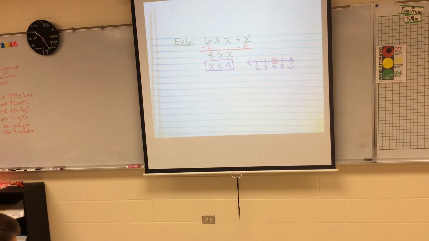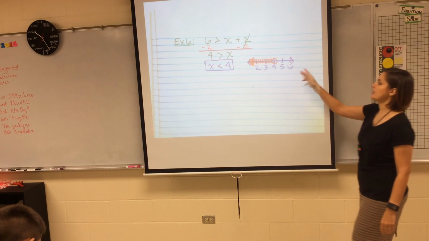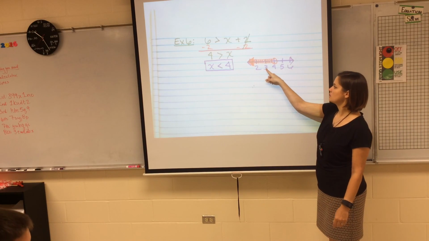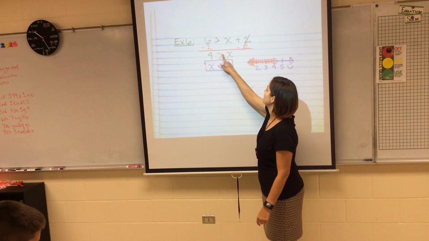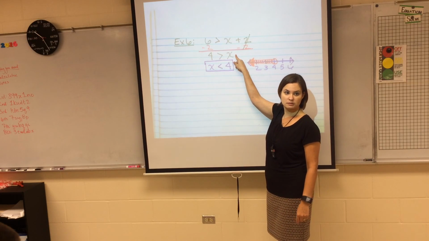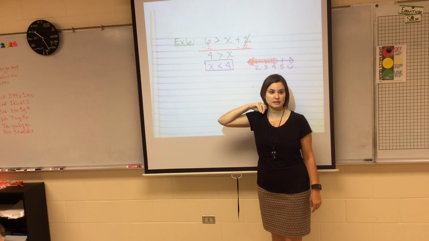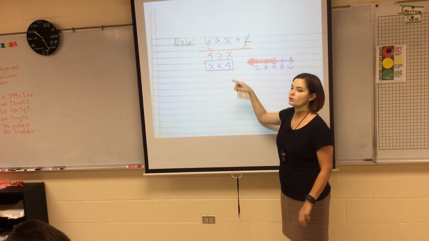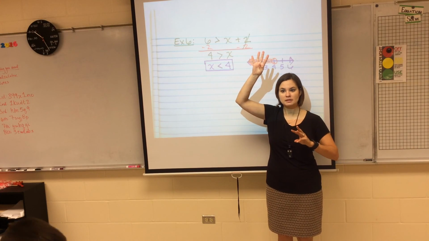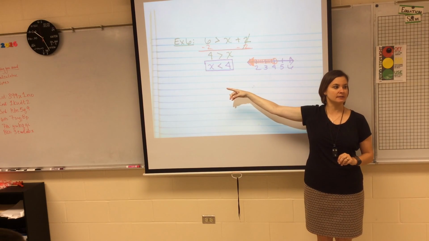Now, I want y'all to think of the warm-up. If you're not sure if you've shaded the right way, this is what I want you to do. Pick a number that you've shaded. 3 is in that area that you shaded, right? And plug it in. If I plug in 3 here, is 4 greater than 3? 4 is bigger than 3, right? Or is 3 less than 4? Yes. If it works, you shaded correctly.